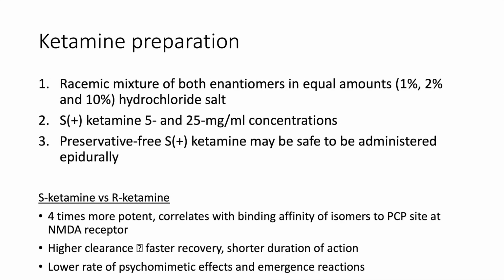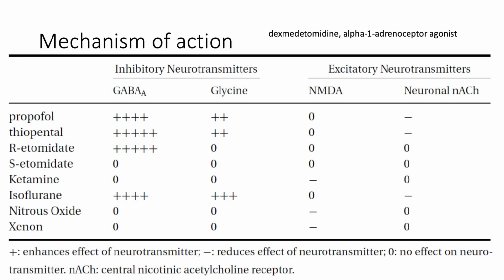It used to be a very famous question in our entrance exam. Which one is the better one, S or R? Okay. So S is the good one. We don't have S-ketamine preparations, but if there is, it's actually safe for administration epidurally as well. And S as compared to R is 4 times more potent, right? It acts on the NMDA receptor still, and it has a very fast clearance and short duration of action. It does not have these psychomimetic effects and emergence delirium.